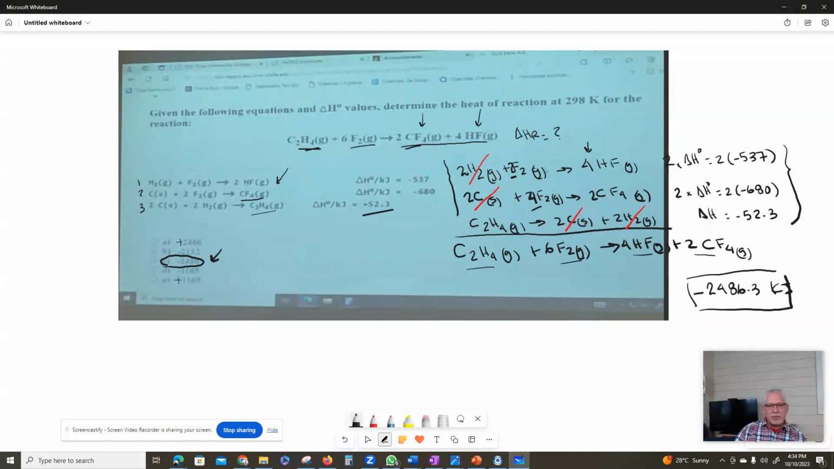And that will be my explanation about how to use Hess's law for solving problems similar to the one that we have on the screen.